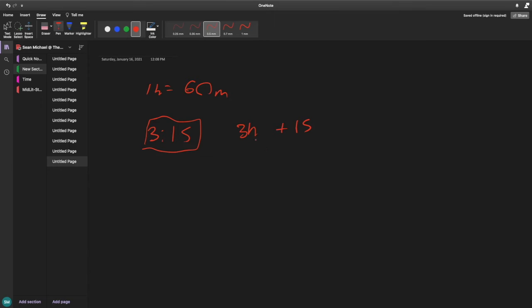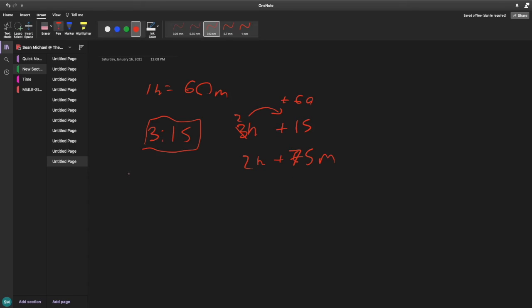And what we can do, if we need to, is take one of these hours away and bring it over here by converting it to minutes. So that would be plus 60. Add 60 minutes. So this is equal to 2 hours and 75 minutes, because 15 plus 60 is 75. This is just regrouping so that you can solve things.